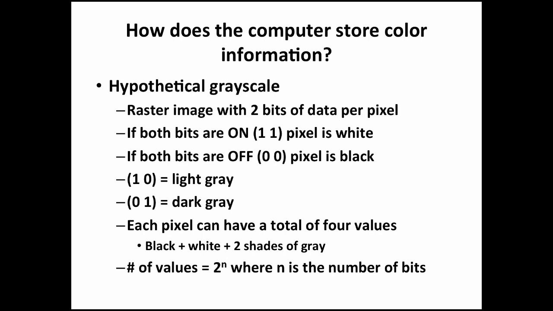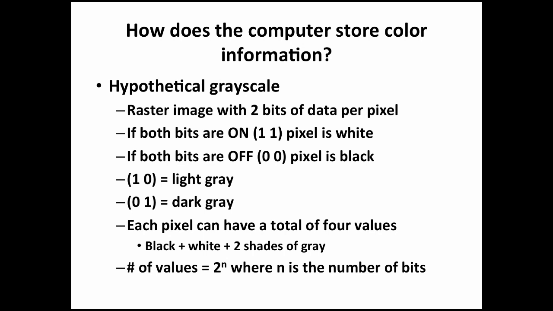Let's pretend that you could create a raster image where there are 2 bits of data set aside to remember the value of each pixel. In this type of image, if both bits were turned on, in other words, both bits were occupied by the digit 1, the pixel would be pure white. If both bits of data were turned off, in other words, occupied by zeros, the pixel would be black. Going back to the analogy of the room with a light bulb, you can imagine a room that has 2 light bulbs in it. If both lights are turned on, the room appears white. If both lights are off, the room appears black.